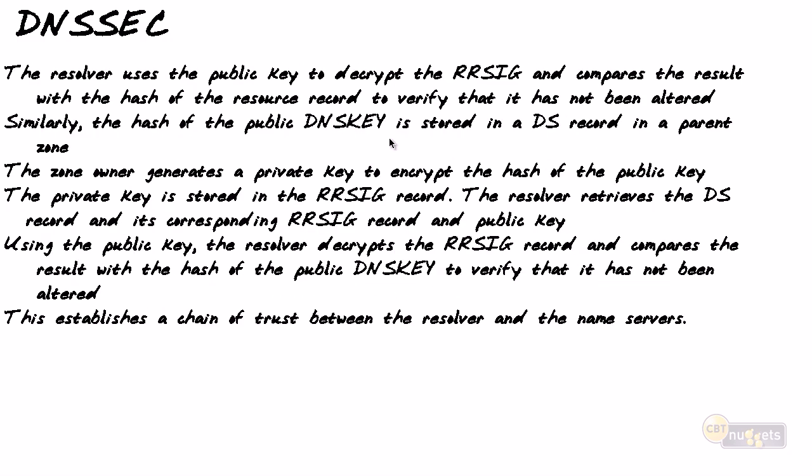The resolver will then use the public key to decrypt the RRSIG, and it compares the result with the hash of the resource record. That way it can verify that there's not been any alteration in transit.